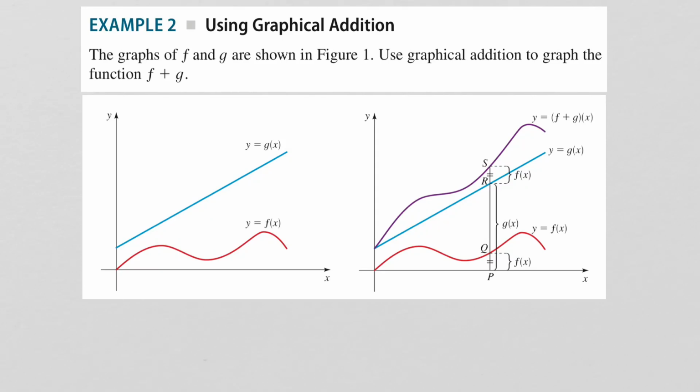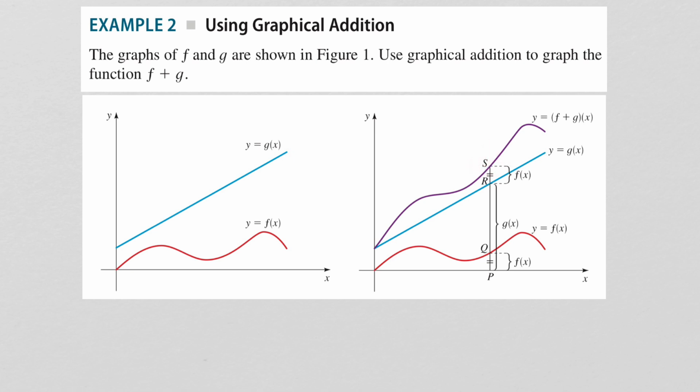Functions can also be added graphically. So let's consider the graphs of f and g are given here. So here is y equals g of x. Here is y equals f of x. What would the graph f plus g look like? Well, basically all you're doing is for every value x on the x-axis, you're taking the y value of g and you're adding to it the y value of f. So in this case, we're just going to take this little bit of extra y value and add it on to the g of x. And so what it does in this particular case is it makes the graph a little bit higher.